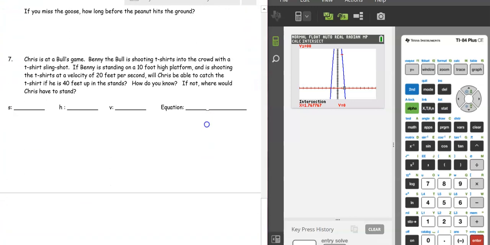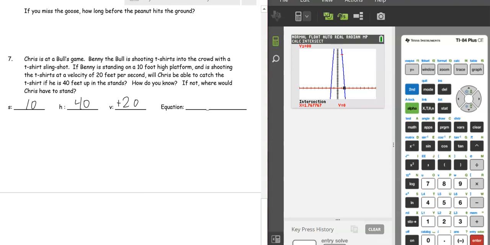All right, I'm going to go all the way down to Chris. Chris is at a Bulls game. Benny the Bull is shooting t-shirts at a crowd with a t-shirt slingshot. If Benny is standing on a 10-foot high platform and is shooting t-shirts at a velocity of 20 feet per second, will Chris be able to catch the t-shirt if he's 40 feet in the stands? Our ending height is 40. Benny is 10 feet off the ground, and his t-shirt gun is shooting upward with a velocity of 20 because it's trying to get Chris.